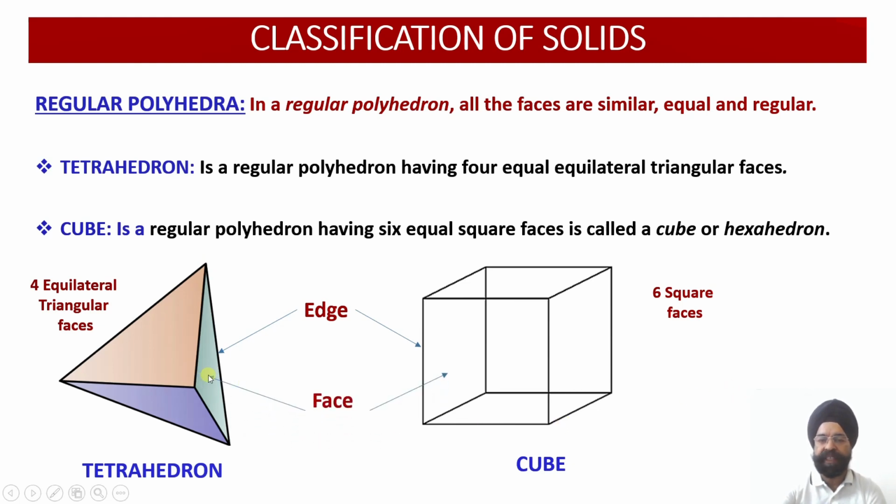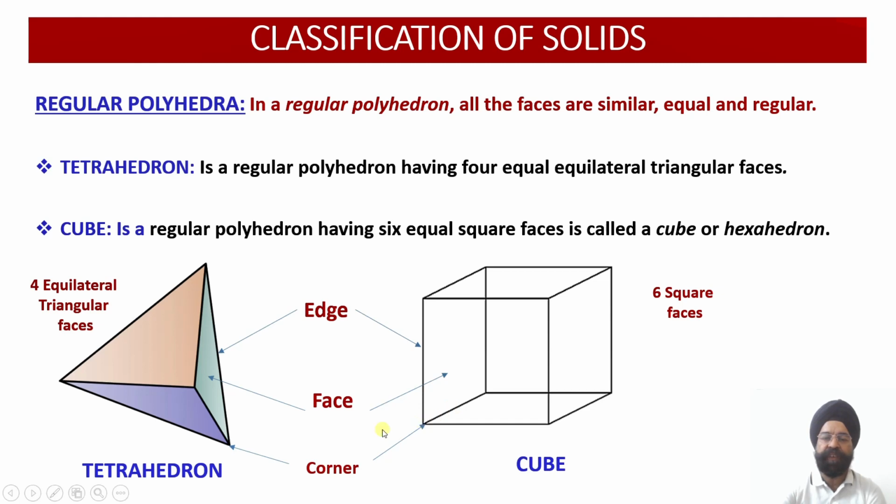Then these are the faces. The tetrahedron will have 4 faces, and all the faces will be equilateral triangles. Similarly, the cube will have 6 faces, all the faces will be squares, and they will all have the same size as well. So the shape will be the same, the size will be the same. Then these are the corners.